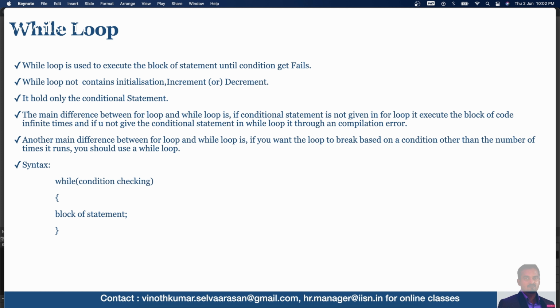Another main difference is that if you want the loop to break based on a condition other than the number of times it runs, you should use a while loop. If you want to execute a certain block of statements a number of times, you use a for loop, whereas if you want to execute the statements until the condition fails, you use a while loop. These are the two main differences between the for loop and while loop, and the most important questions from the interview point of view for a fresher. Now we are going to get into the implementation part of the while loop.